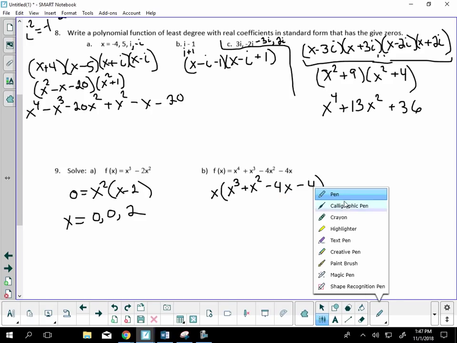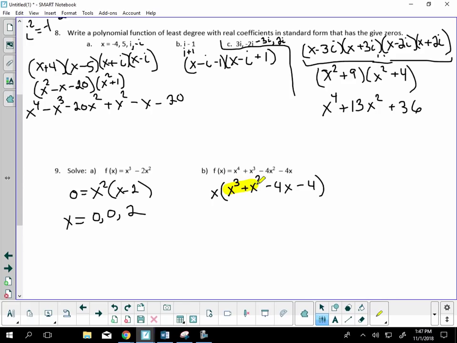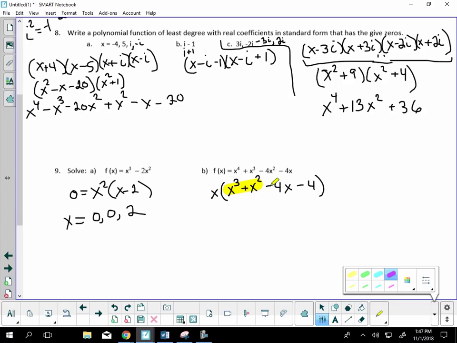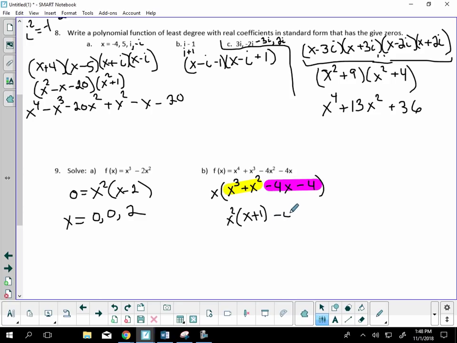I think I'm going to try doing this one by grouping. I'm going to put those two together, and then I'm going to put those two together and look for a GCF. Well, if I put those two together, my GCF is x squared. And I'm going to be left with x plus 1. If I put those two together, my GCF is negative 4. And I'm left with x plus 1. So I have the same thing in the parentheses. So I can write down that parentheses.